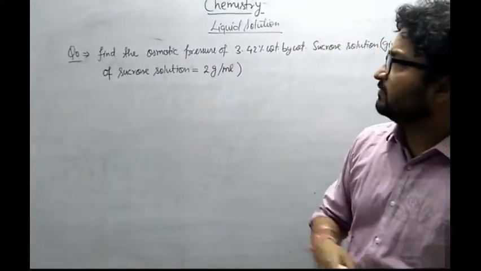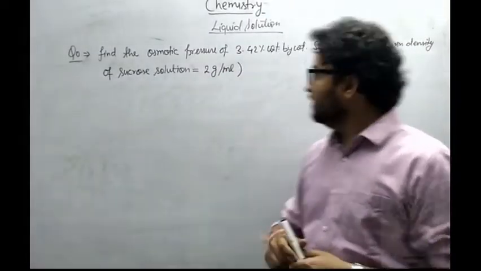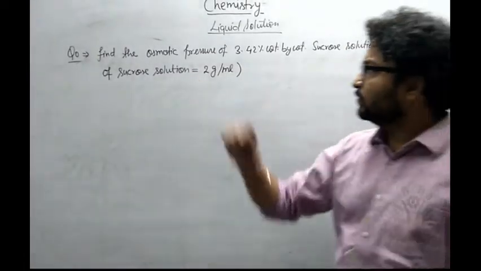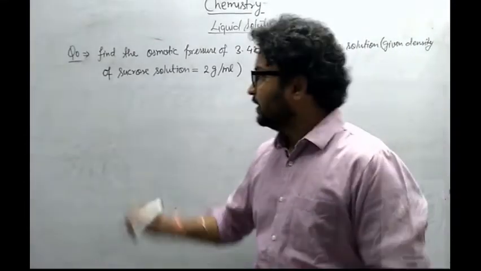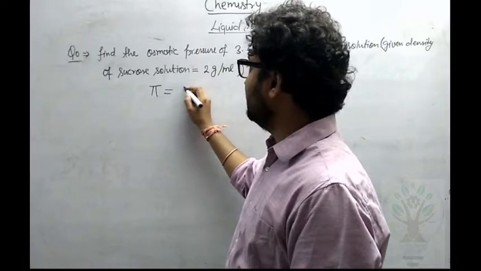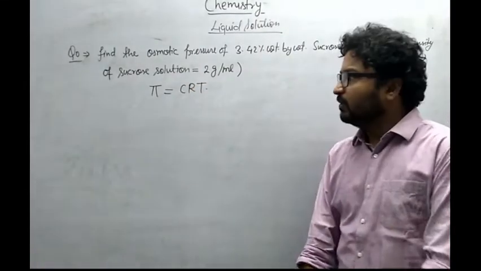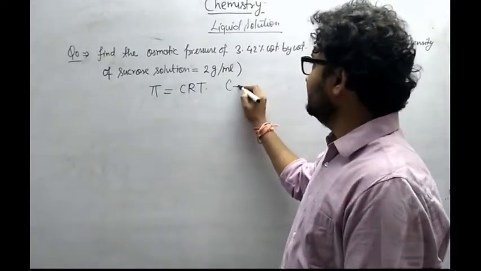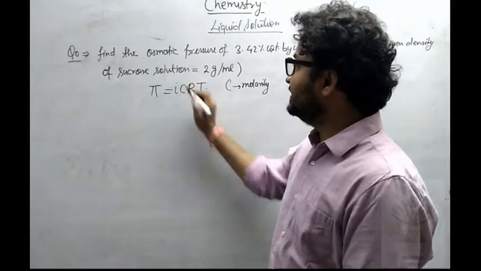The first problem says, find the osmotic pressure of 3.42% weight by weight sucrose solution, given the density of the solution is 2 gram per ml. Now, what is the formula for osmotic pressure? Pi is equal to CRT. What is C? C is molarity. Actually, the formula is iCRT.